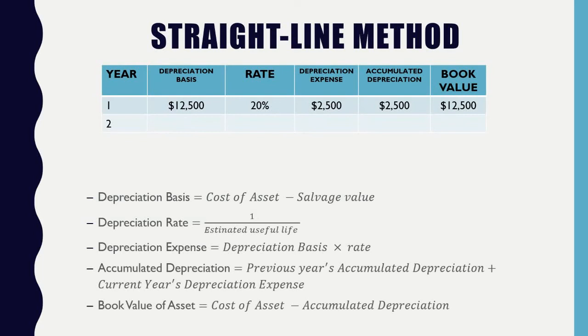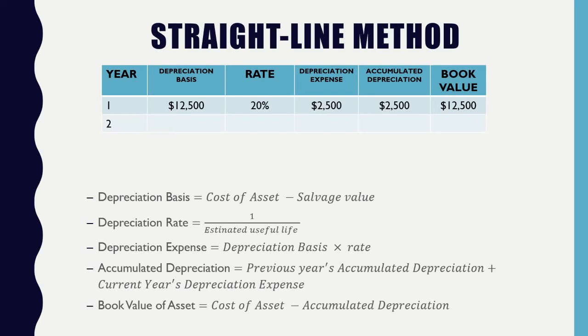Second year, same thing. You're going to go ahead and do the same thing. Depreciation basis is your asset cost minus salvage value. So 15,000 minus 2,500 gives you the same number, 12,500. Your rate is still going to be 1 over the estimated useful life, which is 1 divided by 5, and gives you 20%. Then step 3, depreciation expense is going to be your rate times the basis. So you take your 12,500, times it by 0.2, and you get the same amount of 2,500.